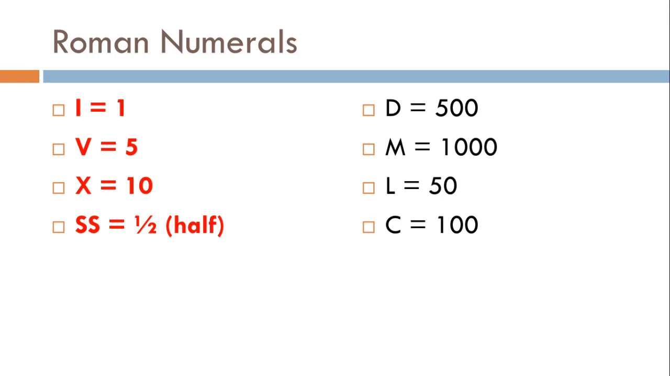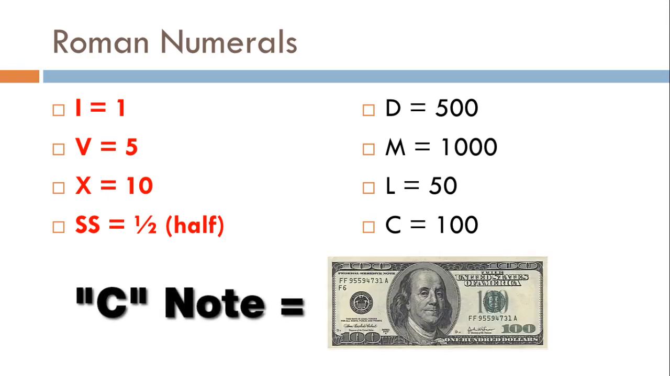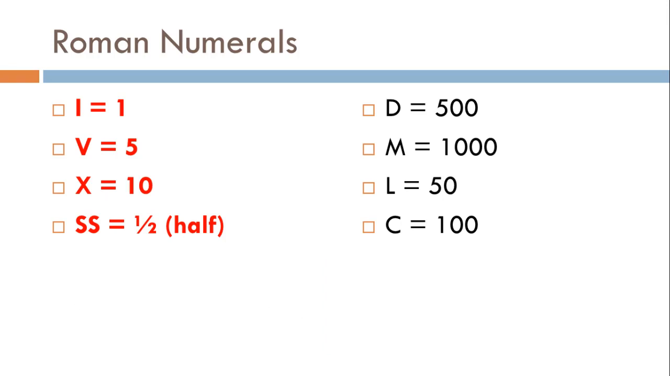Some bigger numbers here. I have D is 500. M is 1000. Whenever you think M, I think of like millennium, millennial. That means 1,000. A millipede has 1,000 legs. That's another good way to remember it. L is 50. Okay, letter L is 50. And then C, the letter C is 100. Sometimes you'll get a $100 bill and you hear it called a C note. That's a $100 bill because C equals 100.